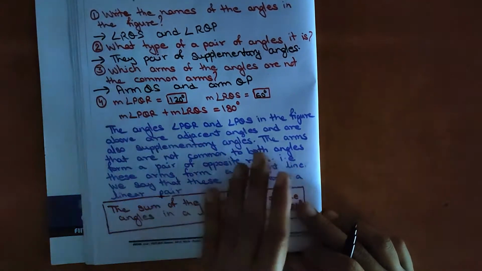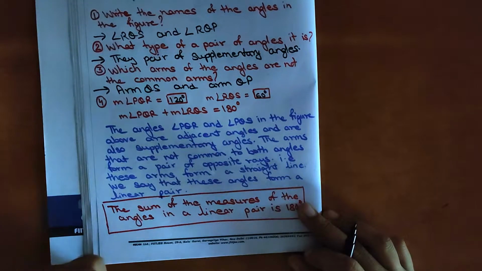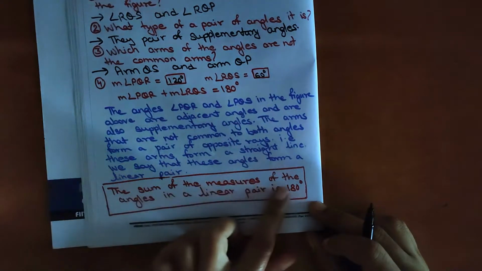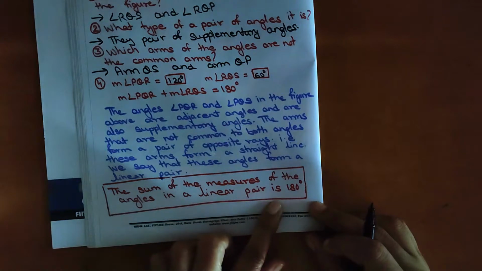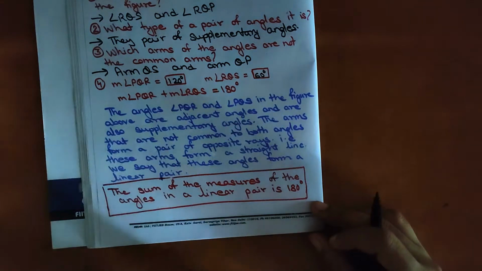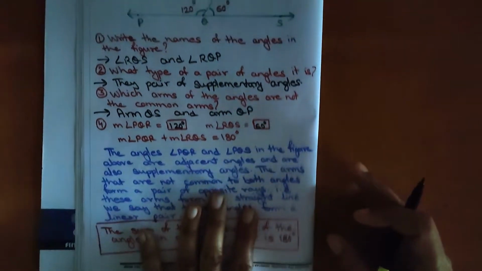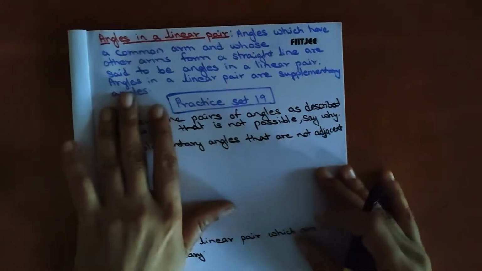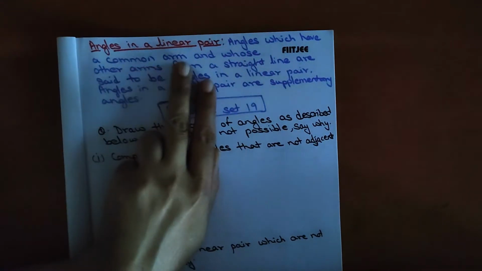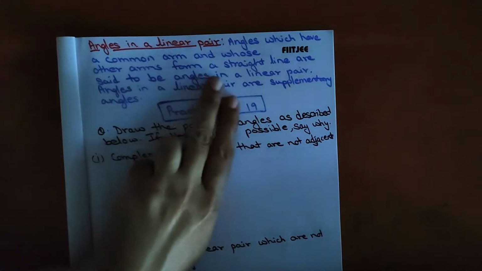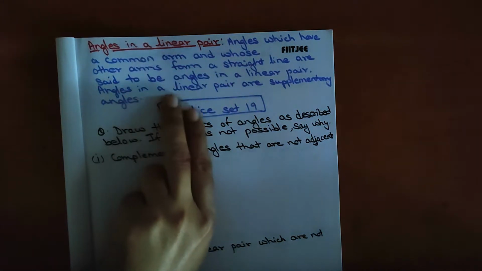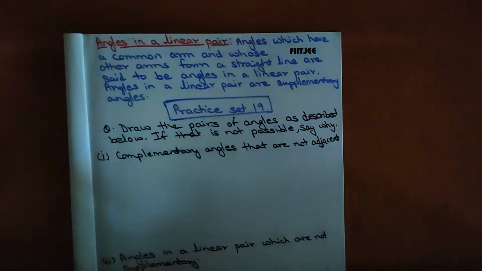Means the angles which are lying in the line are said to be a linear pair. So the definition we can say is, the sum of the measures of the angles in a linear pair is 180 degree. Supplementary is 180 degree and linear pair also the angles measure 180 degree. Now angles in a linear pair, the definition is what I explained: angles which have a common arm and whose other arms form a straight line are said to be angles in a linear pair. Angles in a linear pair are supplementary angles.